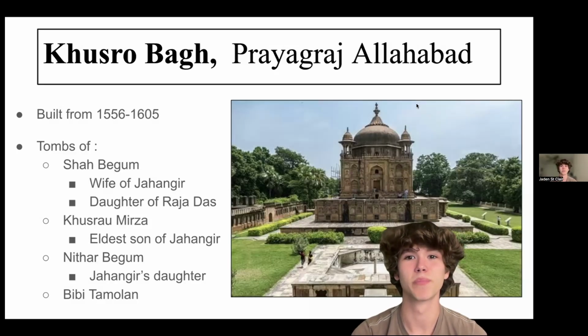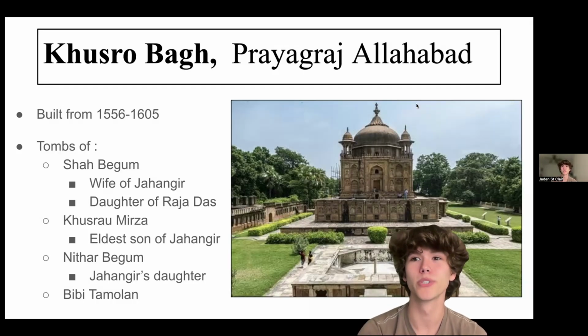Khusro Bagh in Prayagraj is one of the most striking Mughal garden tomb complexes in India. Built in the early 17th century, it is a major example of how the Mughals blended architecture with landscape design to express power, memory, and artistry.